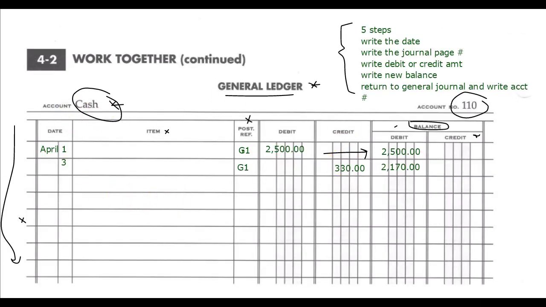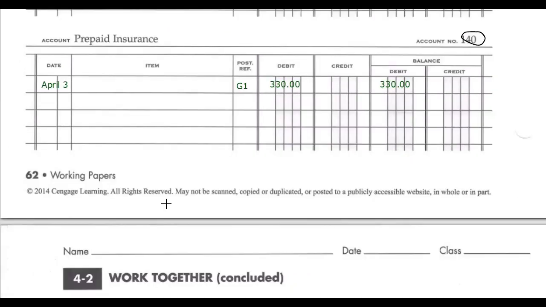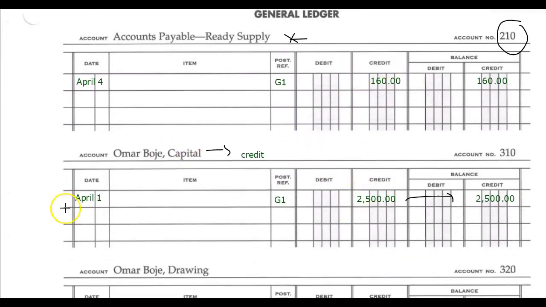This tells you how much cash, how much supplies you have on a certain date, prepaid insurance, how much you owe in supplies, how much capital, and we will just keep going with this, and these will grow.